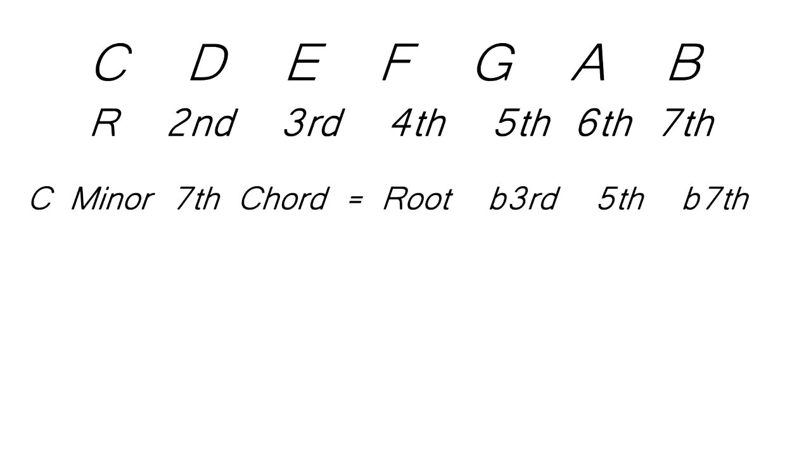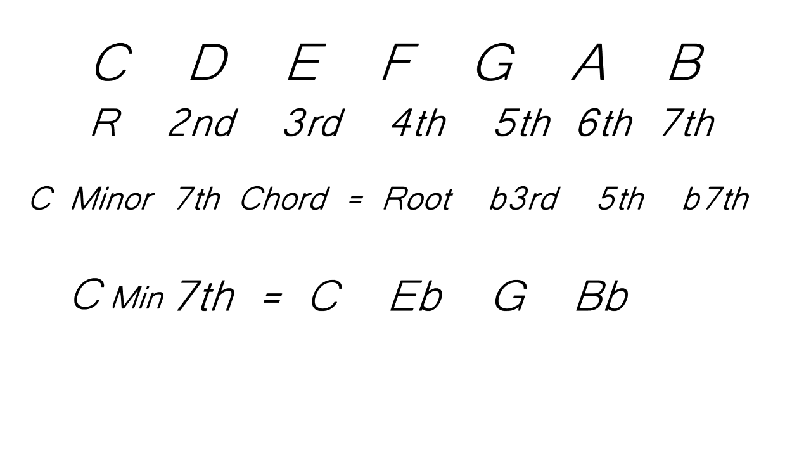The last chord we're going to look at is a minor seventh. A minor seventh is made up of the root, the flattened third, and the fifth, a minor triad, and a flattened seventh. A C minor seventh chord is made up of C, E flat, G, and B flat. This is what it sounds like.